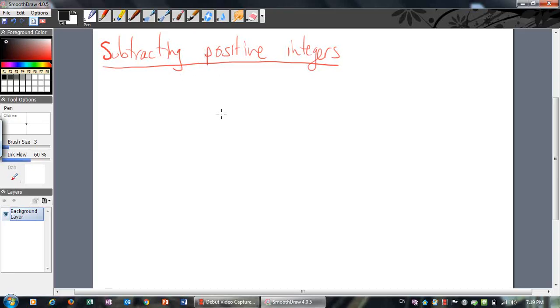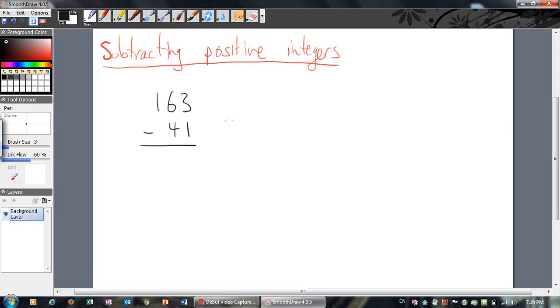Let's do it. So subtracting positive integers. Again, you would have learnt this in primary school. But let's just have a quick look at how to do this. So 163 minus 41. We'll start with a nice simple one.